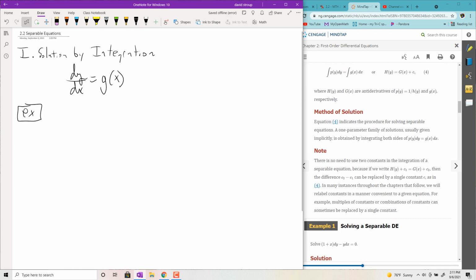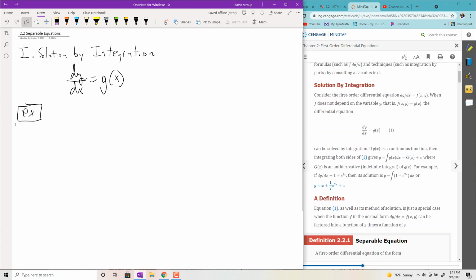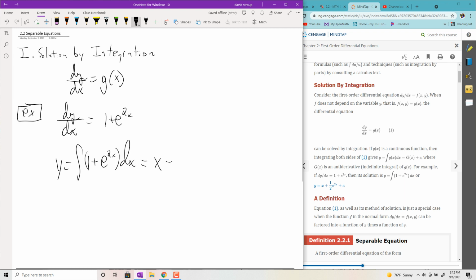So you look in the book, their first example. They have dy over dx equals 1 plus e to the 2x. All you need to do is integrate that right-hand side. You get the integral of 1 plus e to the 2x dx. The integral of 1 is x, the integral of e to the 2x is e to the 2x over 2, and then plus your constant of integration, c.